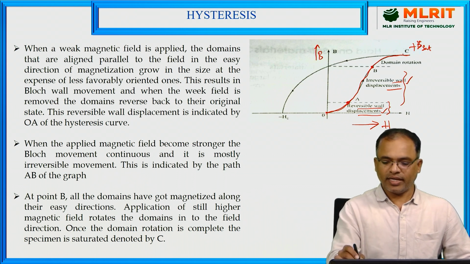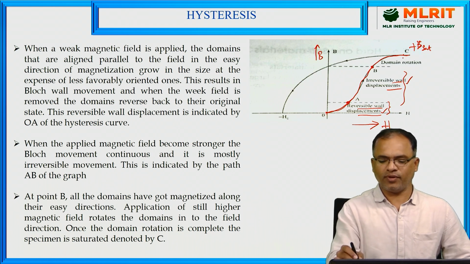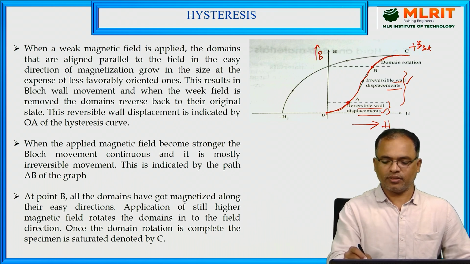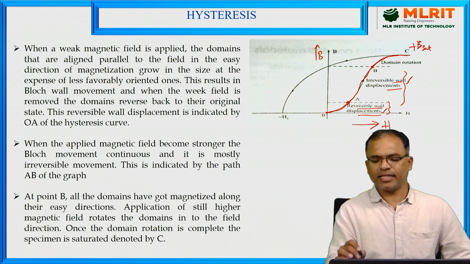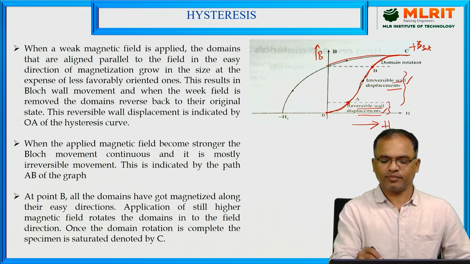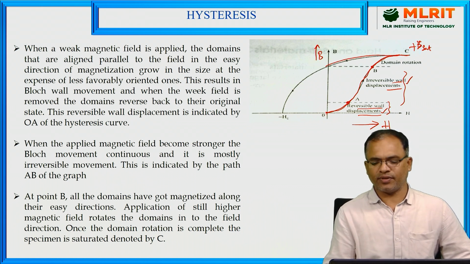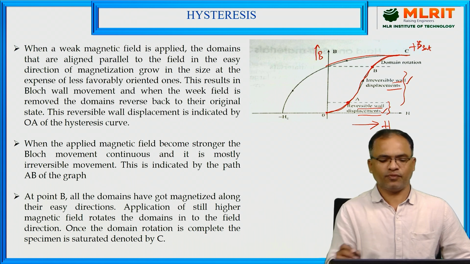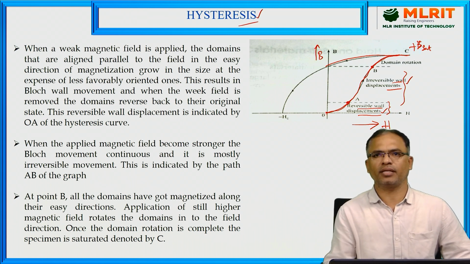Now, at this point C, when we remove the applied field, what happens? Actually, when we remove the applied field, it has to follow the same path, but it will not follow the same path. Demagnetization does not take place in the initial path. It will follow some other path. That is, the rate of decrement is different from the rate of increment. That is what is called the phenomenon of hysteresis. That is what is called lagging of magnetization behind the applied field.